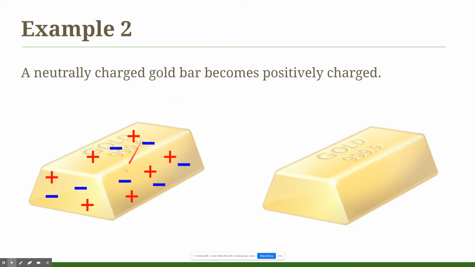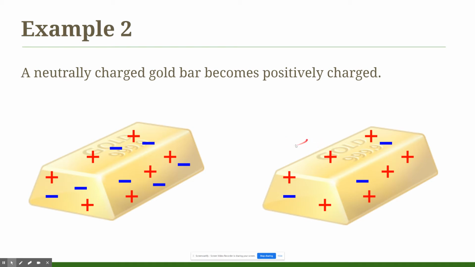Here's our second example. We have a neutrally charged gold bar. We have 1, 2, 3, 4, 5, 6, 7 positives and 7 negatives, so it's neutrally charged. It becomes positively charged. Again, the most important rule when we draw these, remember positive charges don't move. So I'm putting the positive charges in the same exact spot. For this thing to become positively charged, it's not going to become positively charged by adding more positive charges to it. It becomes positively charged by taking away some negatives. So we would remove some negative charges from that object.